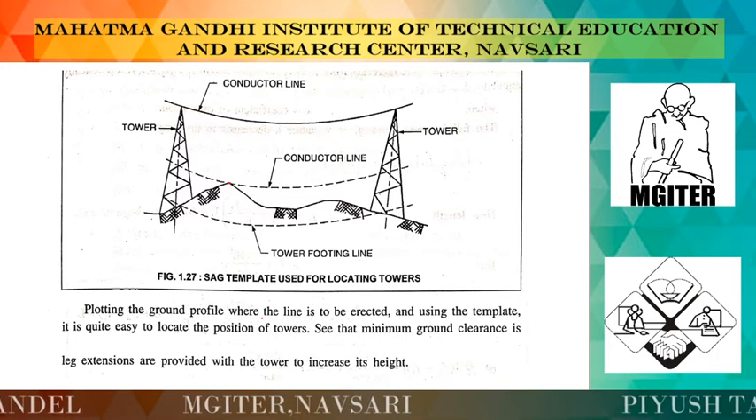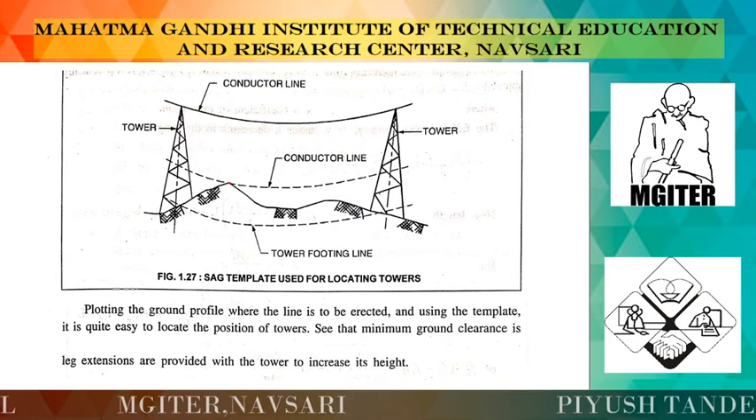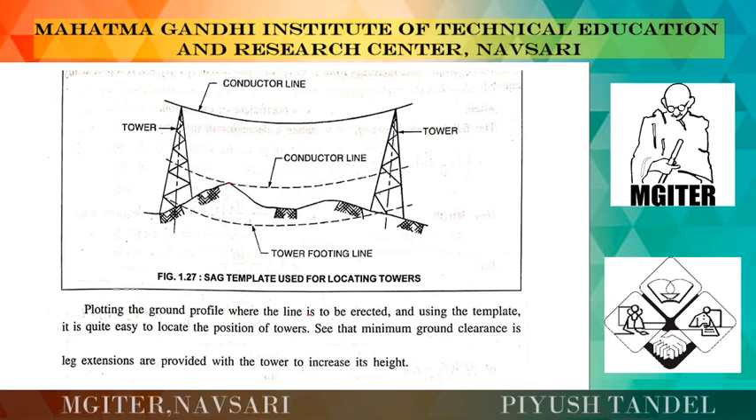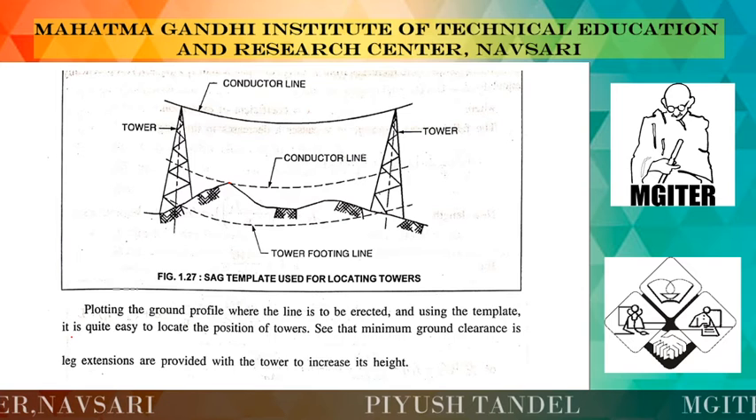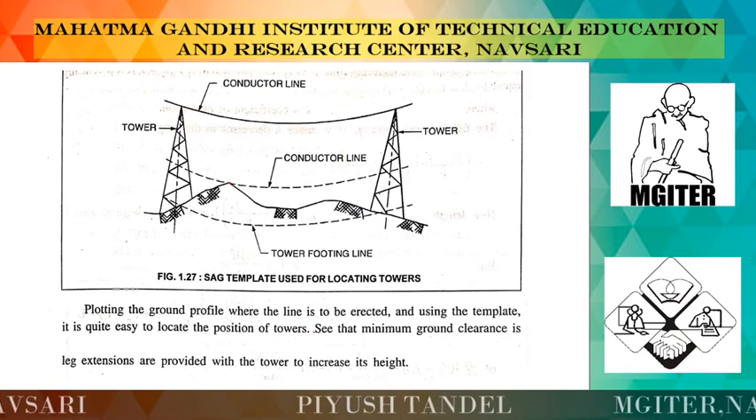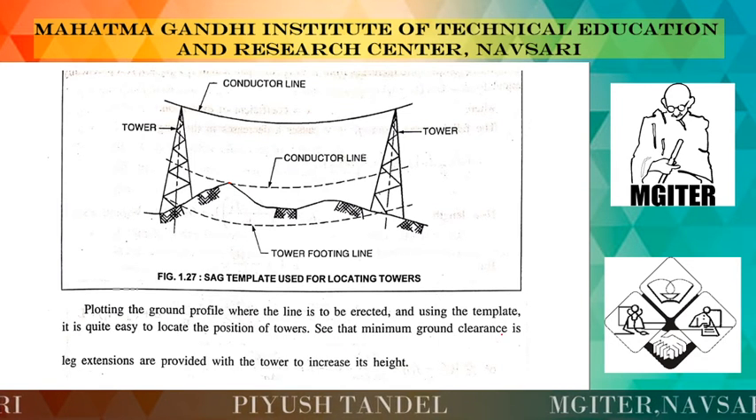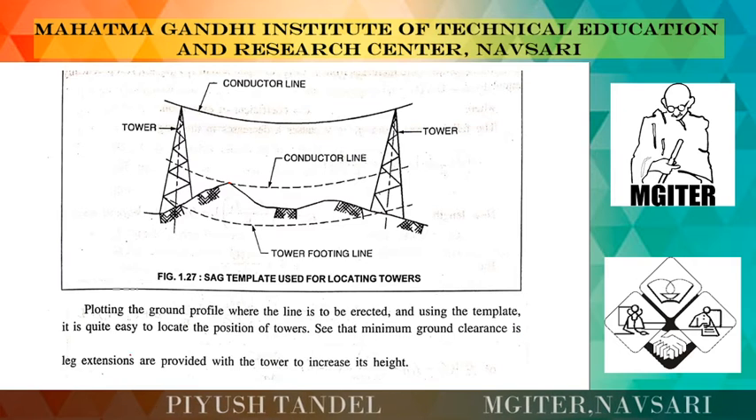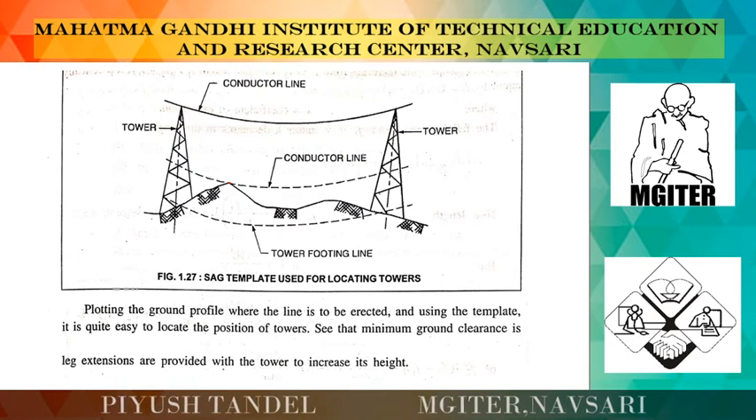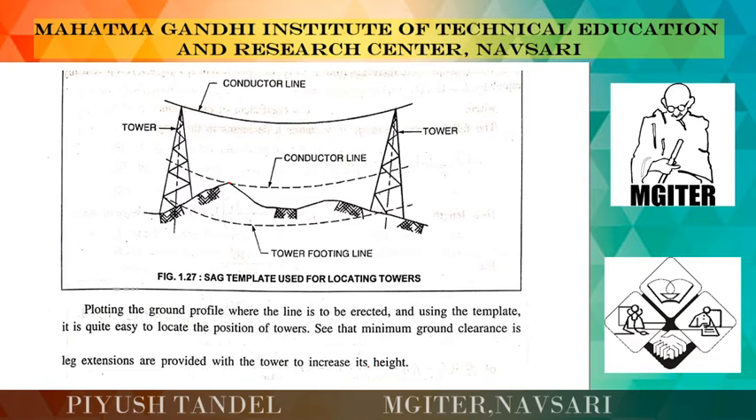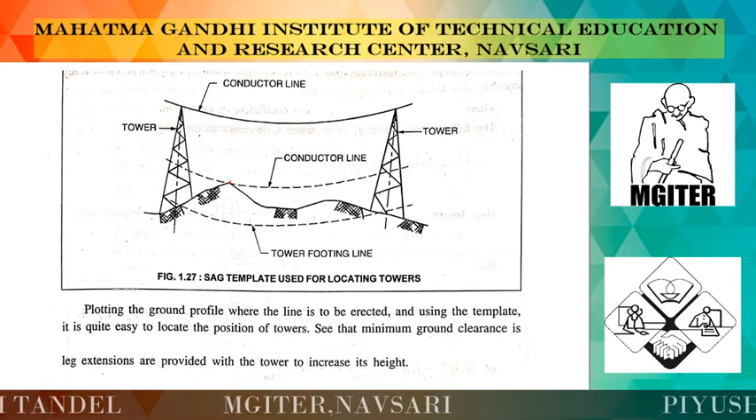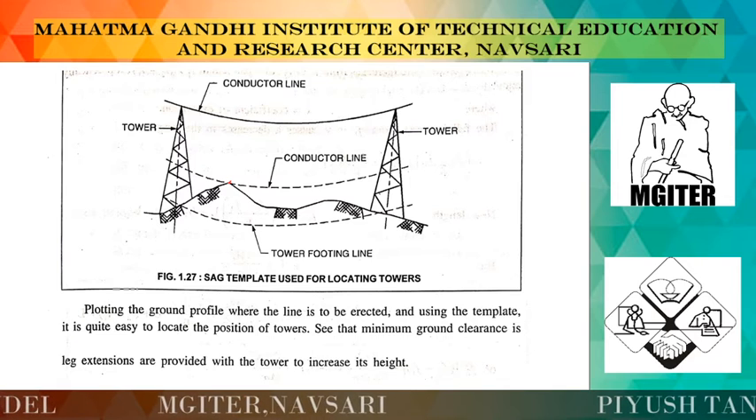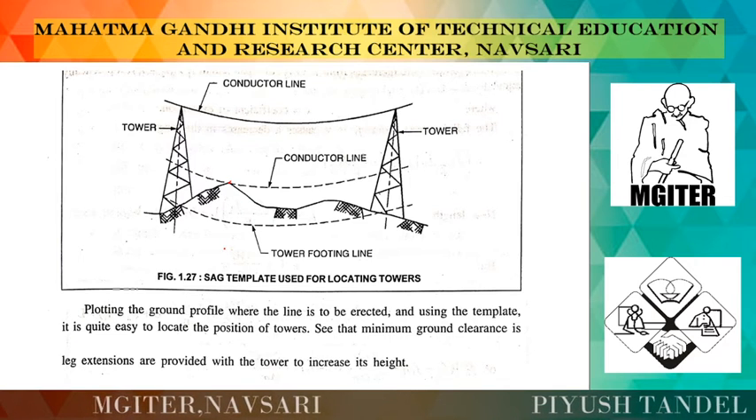Now plotting the ground profile. Where the line is to be erected, using the templates it is quite easy to locate the position of the tower. The minimum ground clearance and leg extensions are provided and the tower is increasing its height. So this is the minimum point of ground clearance, and we need to increase our height from that point as the minimum ground clearance is going to decrease.